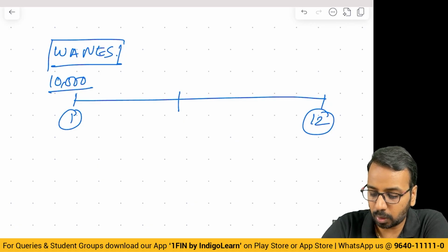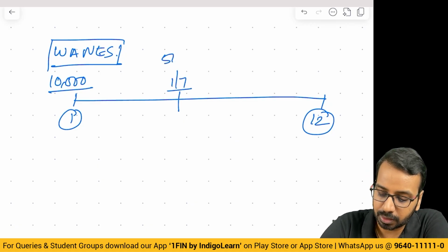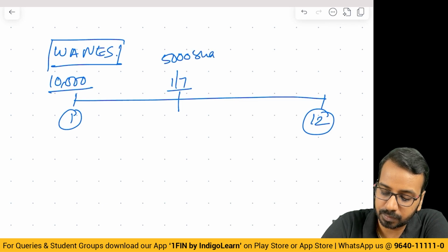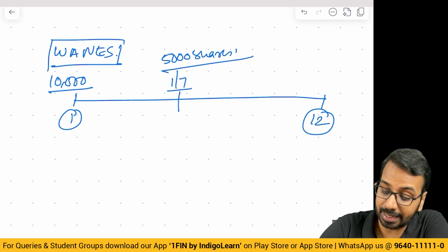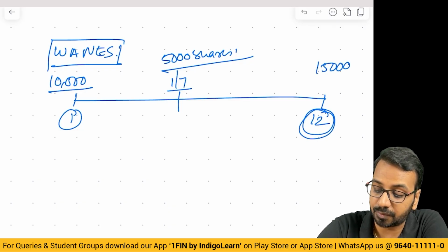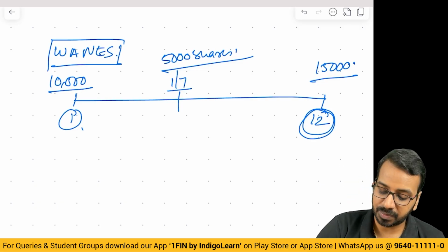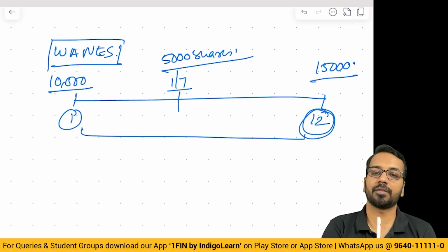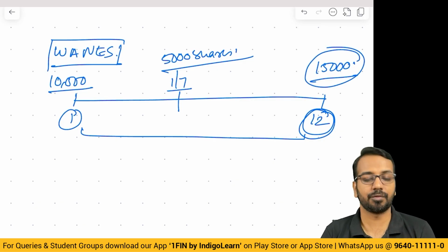Somewhere here on 1st of July, the company issued 5,000 shares, right? So in December, the total shares you have is 15,000. Now, whatever earnings we have made is for the full year. But the closing balance of shares is 15,000.